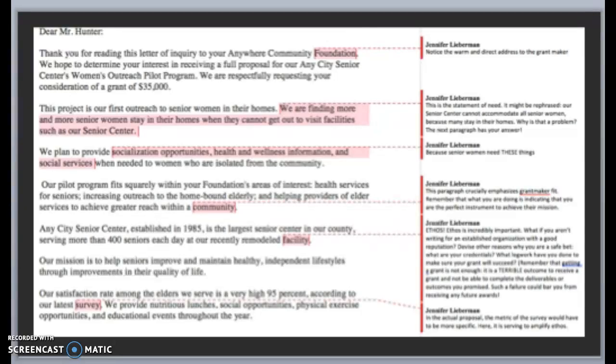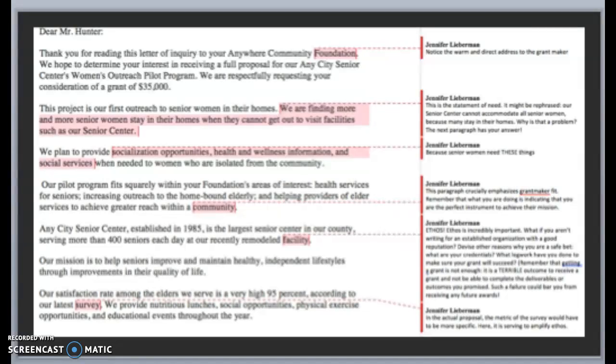Thank you for reading this letter of inquiry to your Anywhere Community Foundation. I want you guys to notice in this first paragraph that there's a warm and direct address to the grant maker, and at the end of this paragraph they say, we are respectfully requesting your consideration of a grant, and it's very concrete how much they're asking for.